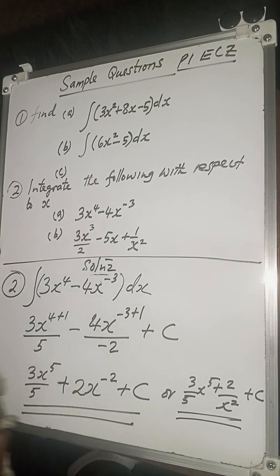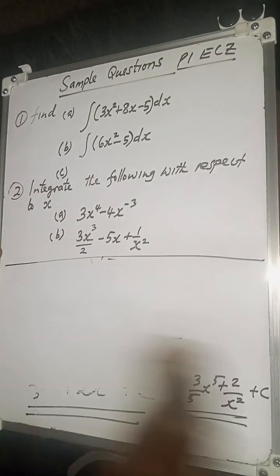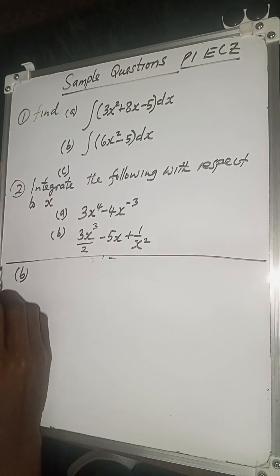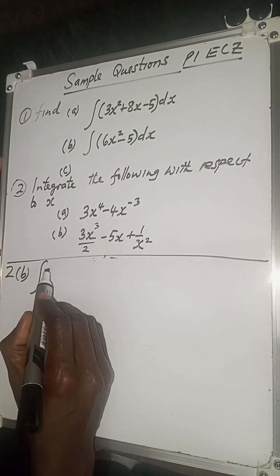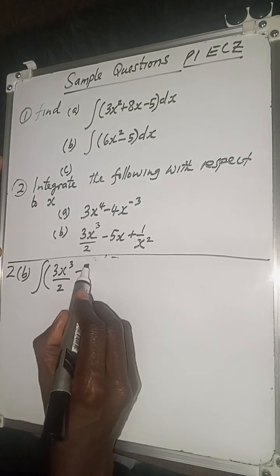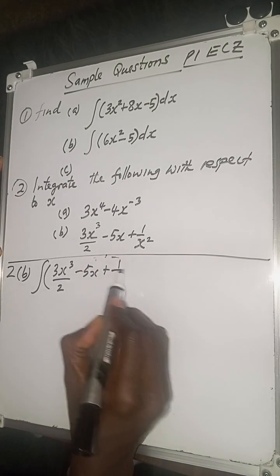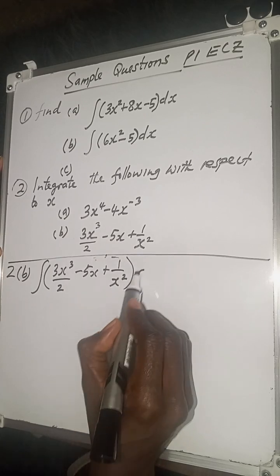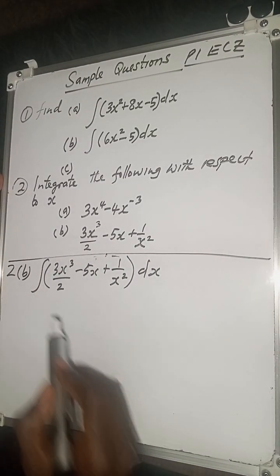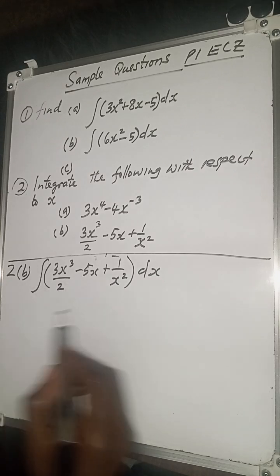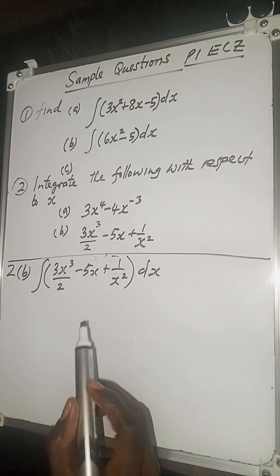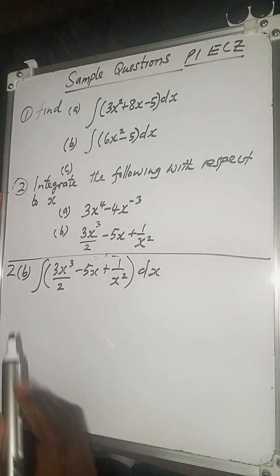All right, let's look at the last one there. Let's try to integrate the last one that we do have, the b part. That's number 2b. So integrate 3x to the power 3 over 2 minus 5x plus 1 over x to the power 2 with respect to x. So sometimes it's good to actually drop them. You need to pay particular attention when it actually comes to that. So how do we go about that?